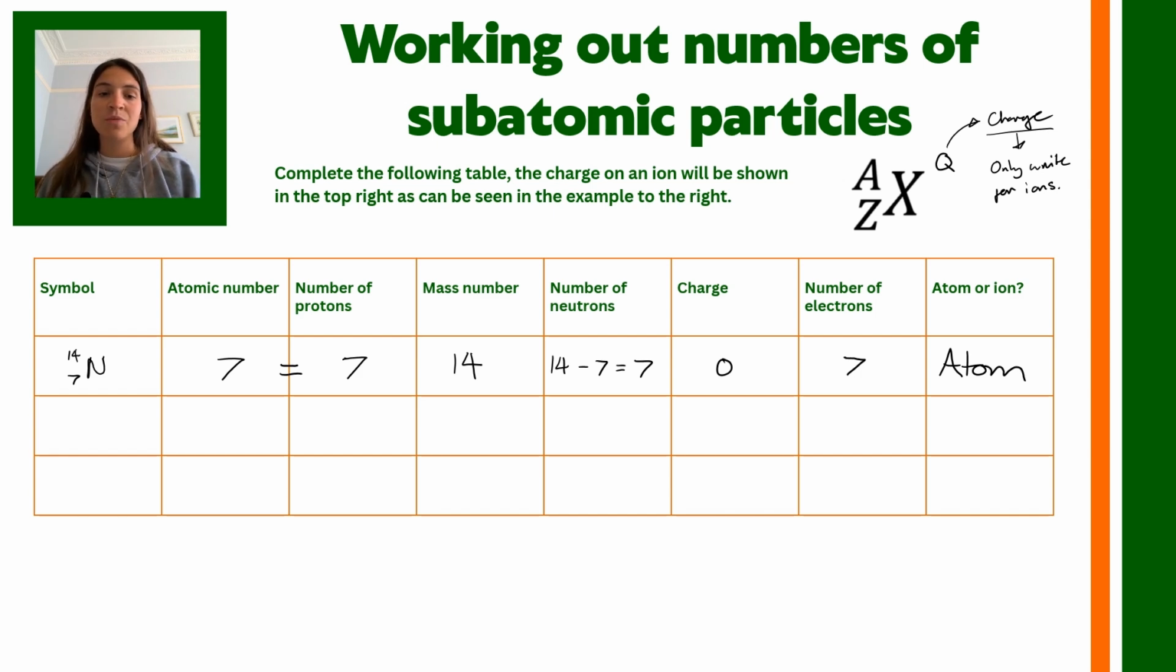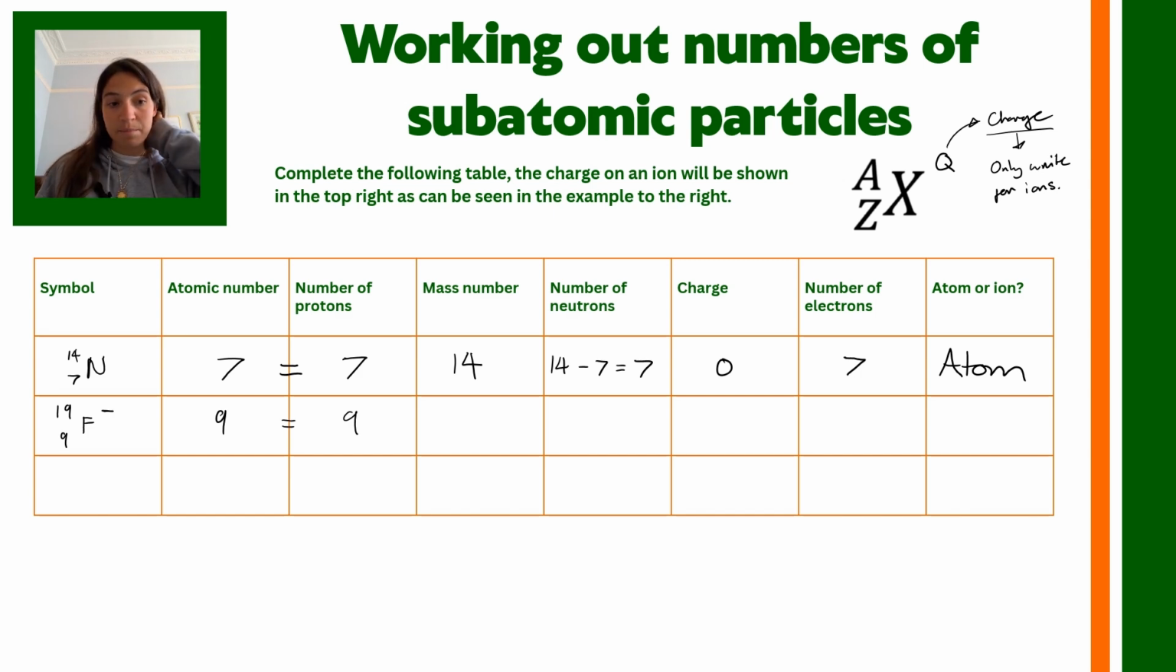The charge, well, this one doesn't have a charge on the top right of that symbol, so the charge must be 0, which means that I have 0 electrons. Remember, this is an atom because it doesn't have a charge, and in order for it not to have a charge, I must have the same number of protons and electrons. So if the number of protons was 7, my number of electrons is 7. Okay, next one. We have this one here.